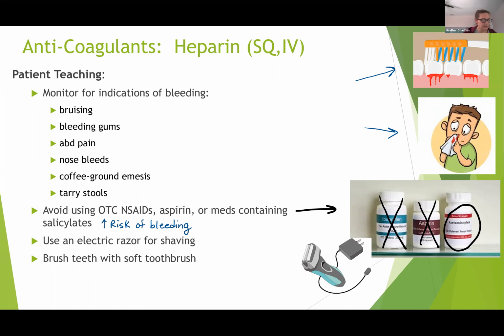They need to use an electric razor for shaving. They need to brush their teeth with a soft toothbrush because both of these are going to help decrease the risk of bleeding.